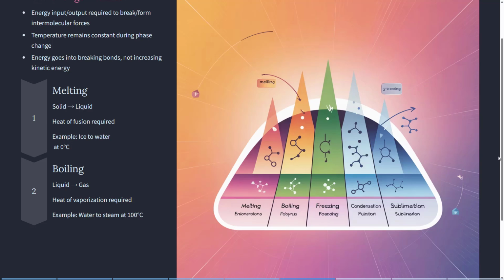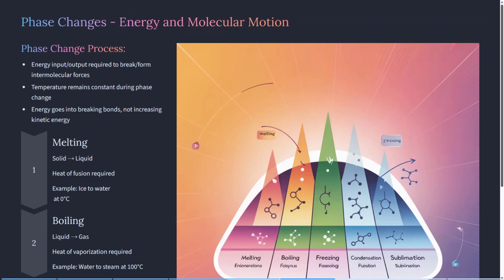The same thing happens when water boils at 100 degrees Celsius. We need that heat of vaporization to break the liquid bonds and create steam. Some substances can skip the liquid phase entirely through sublimation. Think of dry ice turning directly into carbon dioxide gas, or how freeze drying works with food.